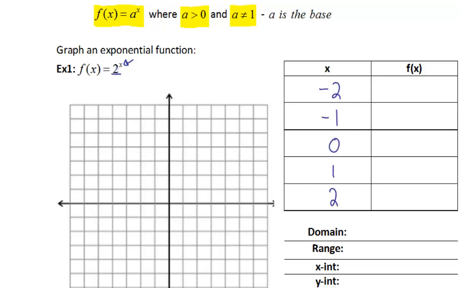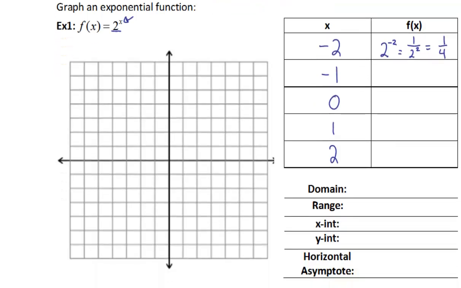Starting with -2. Well, if I raise 2 to the -2nd, well, negative exponents means to flip this. So that's 1 over 2 squared, which is 1/4. So the first point I have is -2 and 1/4. Let's make it right about there. Next, negative first. So 2 to the negative first. Again, negative exponent, I need to get rid of that. So 1 over 2 to the first, which is just a half. So at -1, I'm at a half.